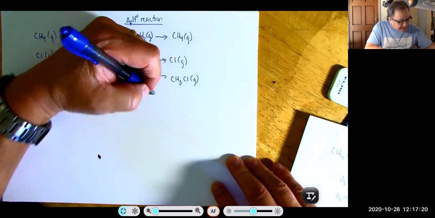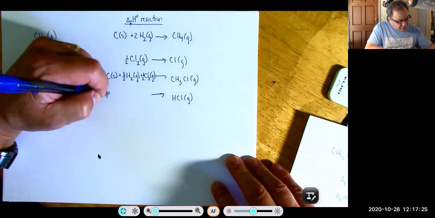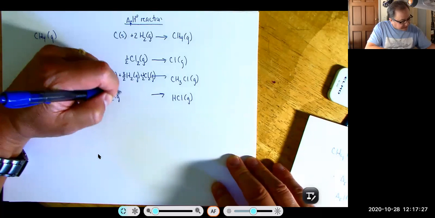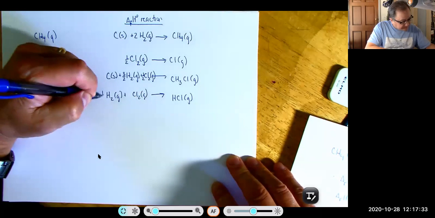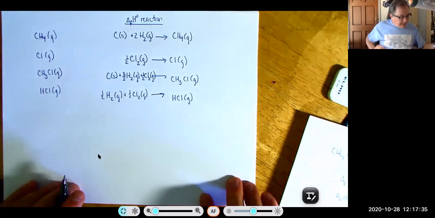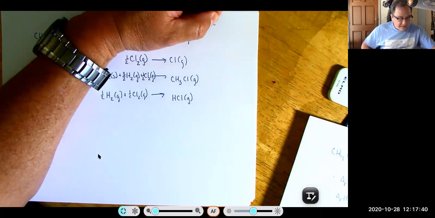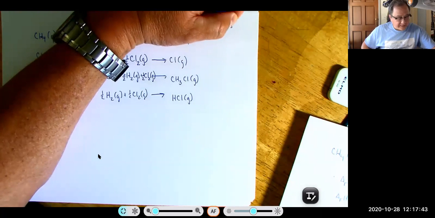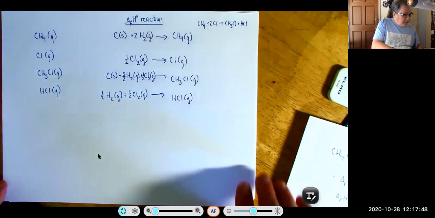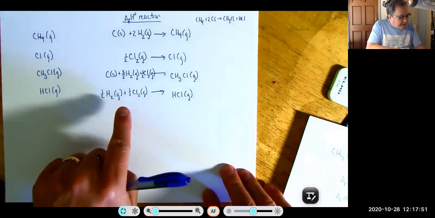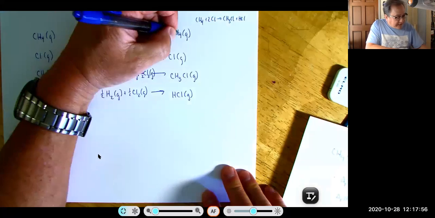And for the last one, we have H2 gas plus Cl2 gas, and we need a 1/2 in front of each of these. And the reaction that we're trying to get is CH4 plus 2Cl gives you CH3Cl plus HCl. So that's what we're trying to get. In order to get this, I'm going to look at each of these reactions and try to achieve this through them. And here's how we do it.